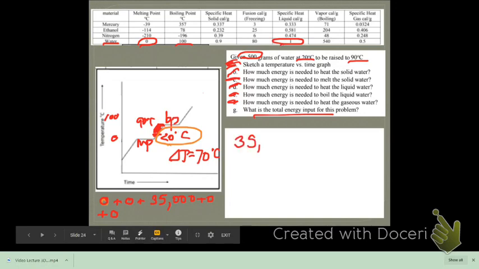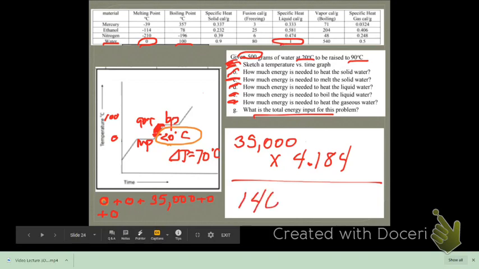Okay? And now that I have my 35,000 calories, if I wanted to, of course, convert 35,000 calories into joules, I would simply multiply it by 4.184, and that is going to give me 146,440 joules. So 146,444 joules from 35,000 calories.